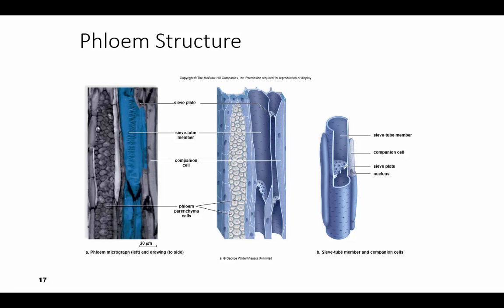The end walls of these conducting cells have these sieve plates, and you can see over there in figure B on the right how many pores are in them. And you've got the plasmodesmata that we mentioned earlier, those cytoplasmic extensions connecting the cells to each other that extend up through those sieve plates.